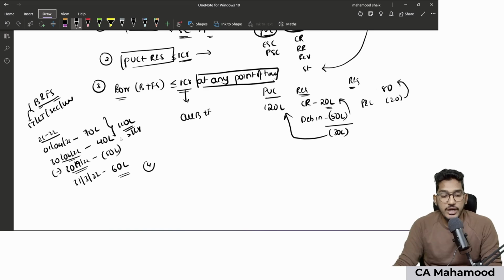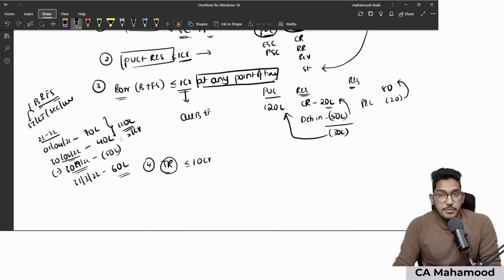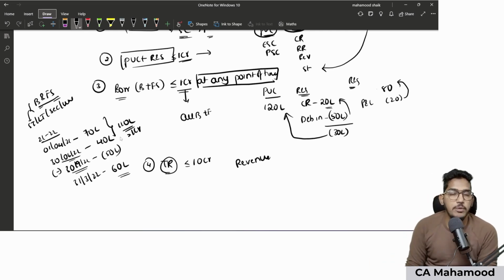Now, fourth point, the total revenue of the company shall not exceed 10 crores, should be less than or equal to 10 crore rupees. Now, while calculating this, the special point which you need to keep in mind is revenue from discontinuing operations also should be added. If in the question they are saying revenue from discontinuing operations, that shall be added for that revenue.